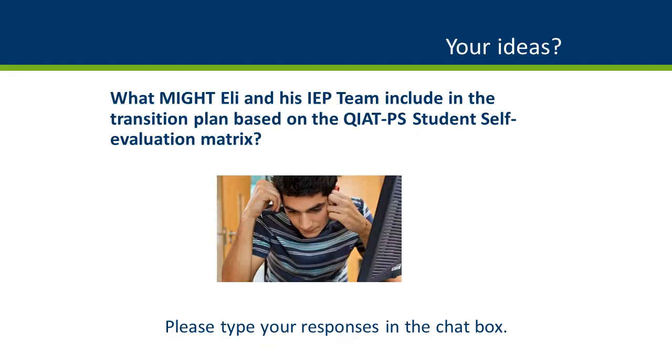So as we are wrapping up here with final questions or comments, thinking about Eli from the beginning slide, what might Eli and his IEP team include in the transition plan based on the QIAT-PS student self-evaluation matrix? And we would love for you to just chat your ideas here or any final questions.